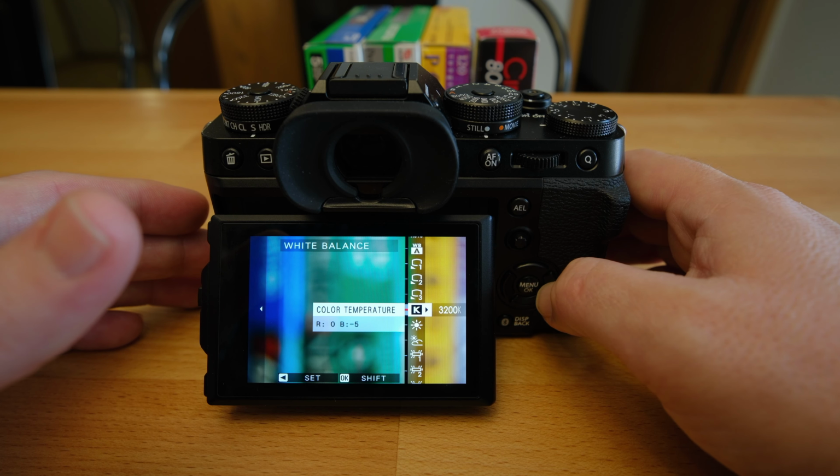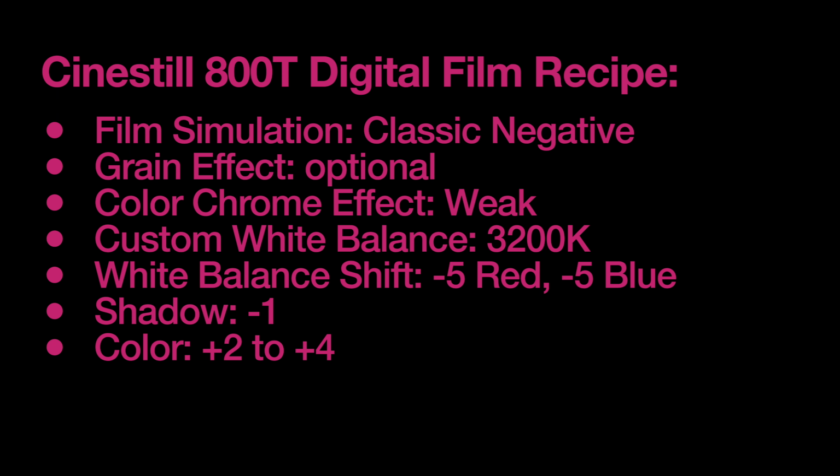You could also play around a little bit. I have done more of the grain effects on this one. So you can play around with the strong or weak and do the small or large grain. I would say the Cinestill, this is where I play around with the grain the most. So here's the full Cinestill 800T digital film recipe.